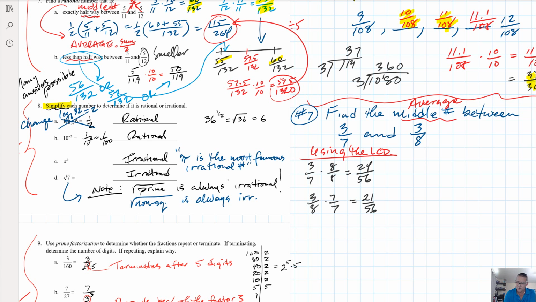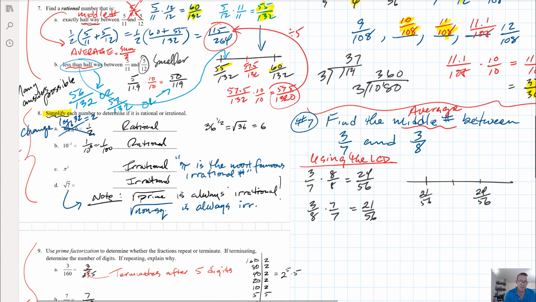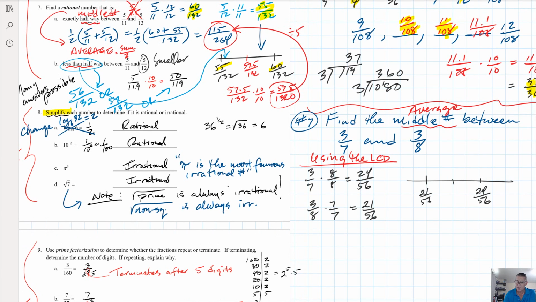Okay, so now what we want to do is just kind of draw a simple figure here, or draw some number line, excuse me. Okay, so there we go. So let's suppose that this is 21/56 here, and let's suppose that this is 24/56 here. All right, and the middle number, exactly halfway, is called the middle number. If you read number 7 up here, exactly halfway. Okay, guys, that's the middle number. Happens to be here. What would that be?